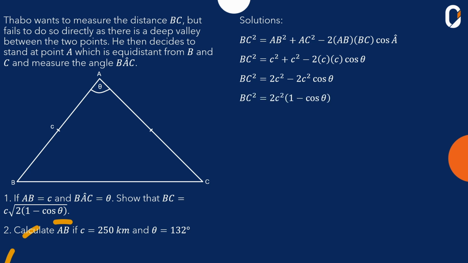And now, taking out the common factor of 2C squared, I will have BC squared is equal to 2C squared all multiplied by 1 minus cos of theta. And now, introducing the square root, I will have BC is equal to the square root of 2C squared all multiplied by 1 minus cos of theta.